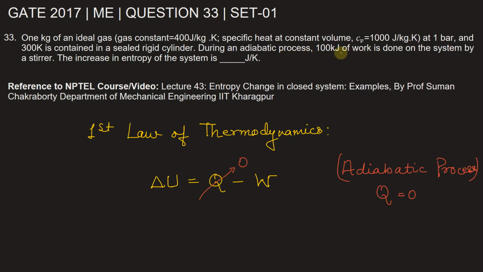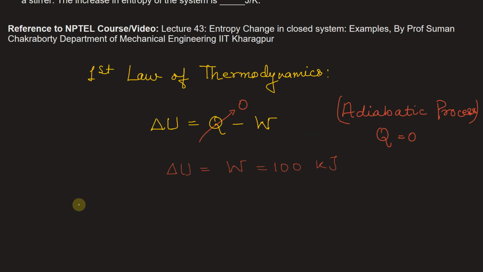Again, it's given that 100 kilojoule of work is done on the system by the stirrer. That means work is negative. So, the change in internal energy delta U will be equal to W for this problem, and W in the problem given is 100 kilojoule. Now we know that for ideal gas, change in internal energy delta U is given by mCV into delta T. Delta T is the change in temperature of the process.